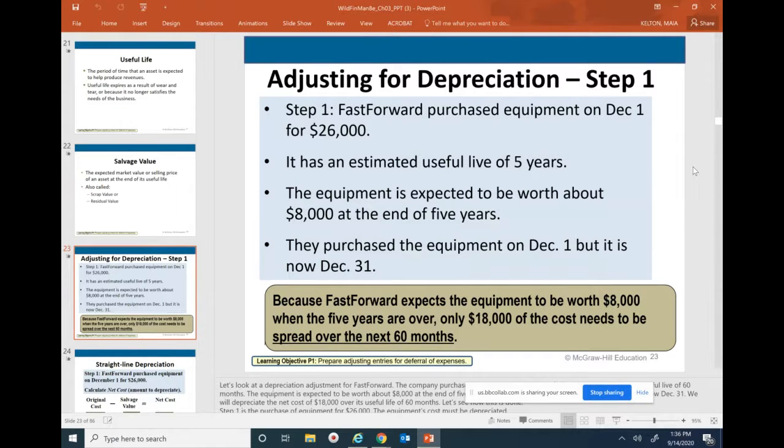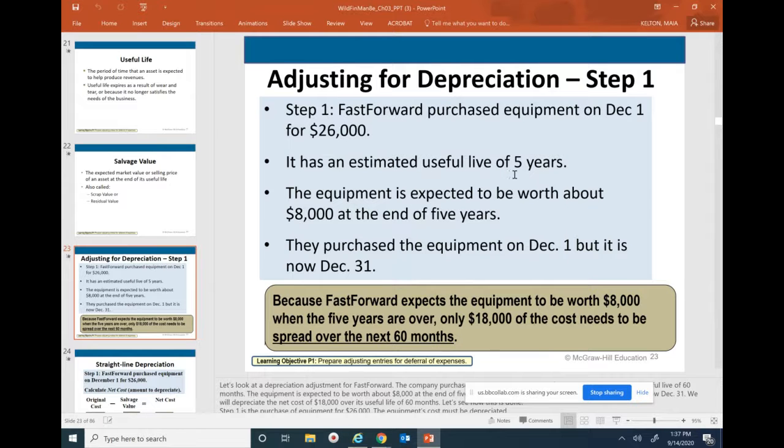We need to look at the original transaction. When did the company purchase the equipment or land or any other depreciable long-term asset? In this case, Fast Forward purchases equipment on December 1st for $26,000. We know from chapter 2 that at the time of purchase, equipment will go up or be debited $26,000, and the method of payment will be credited. At the end of the year or at the end of the month, the company has to prepare an adjusting entry for depreciation. So that's when we're going to look at the rest of the information.